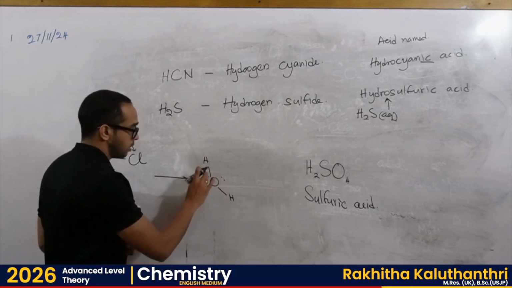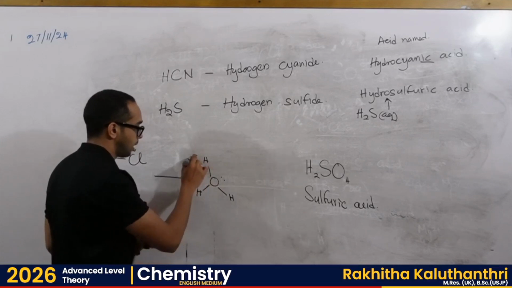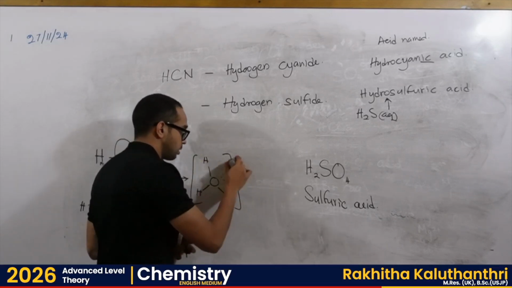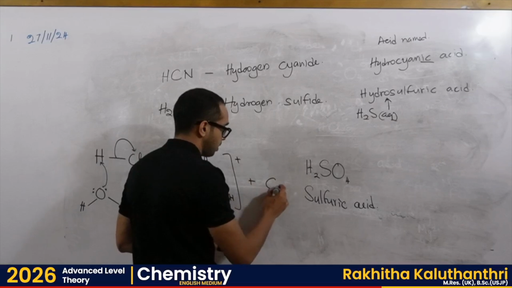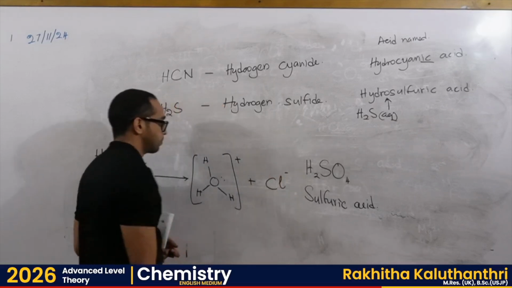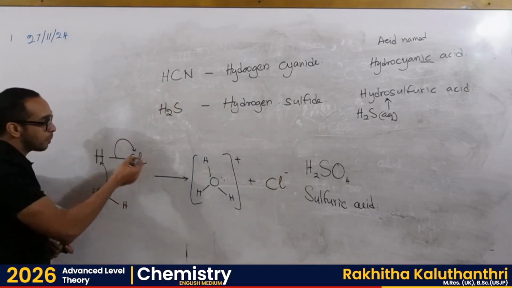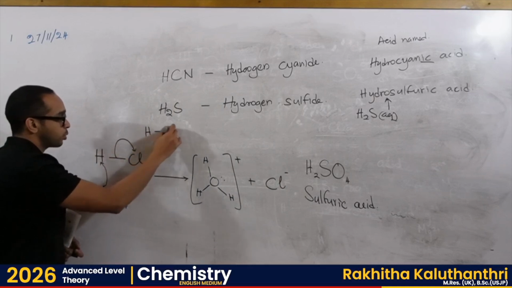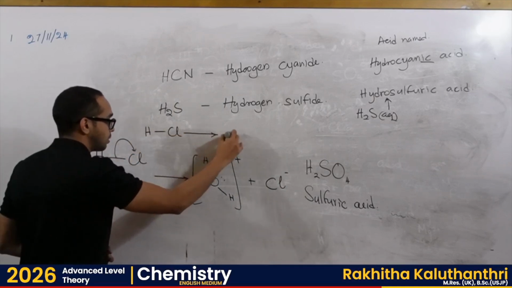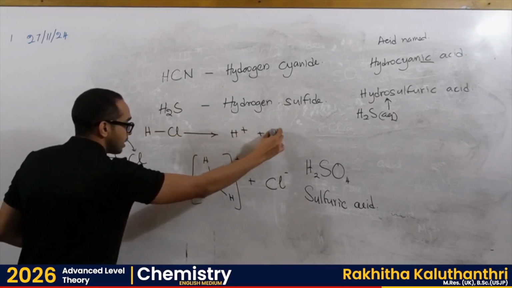There's a lone pair here. So this hydronium ion will have an overall plus charge, along with a Cl minus ion. So instead of just saying H+ is released, we are now showing it in a much fancier way. What is actually happening is this, right?